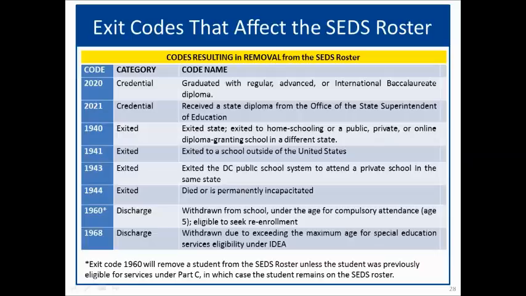Okay? And in that case, if for some reason they are not there receiving services, you will need to follow a guidance process, which we'll go into about how you can remove students from the roster that are non-attending or non-responsive to your attempts to provide services. But 1960 is one that, depending on their circumstance, they may or may not be removed from the roster promptly.